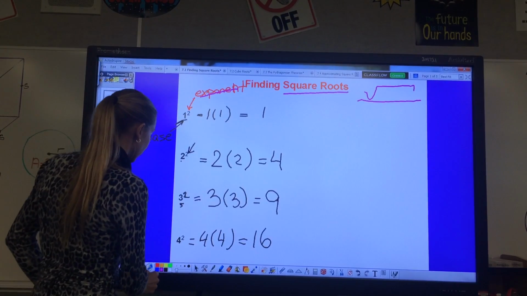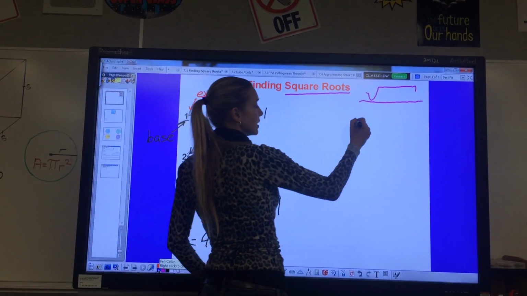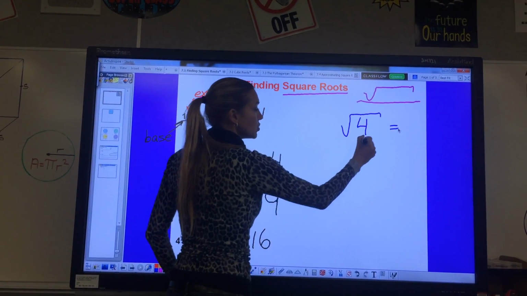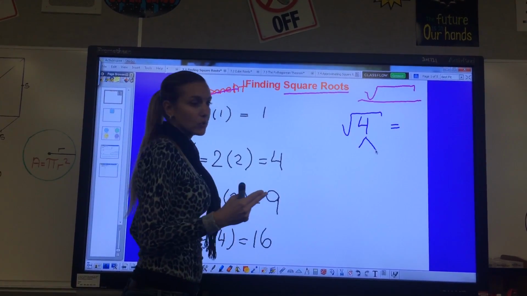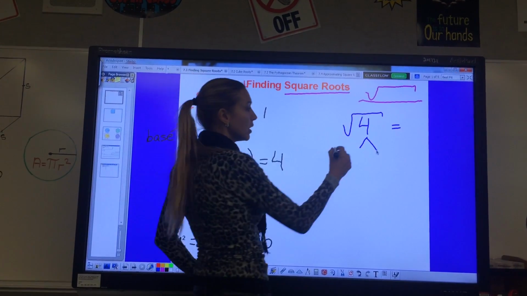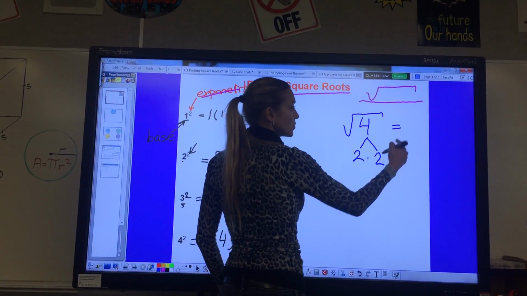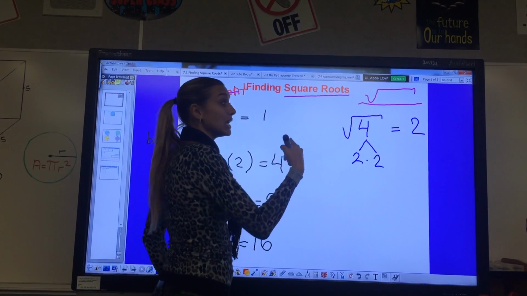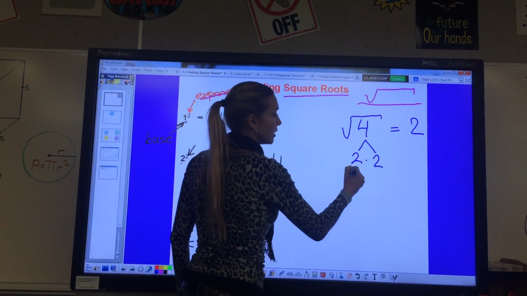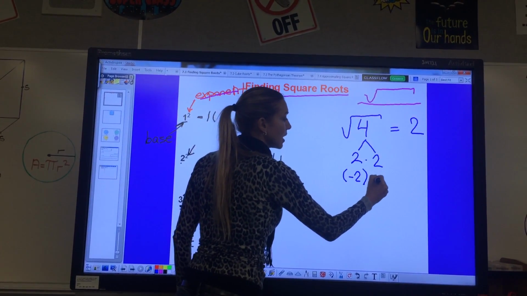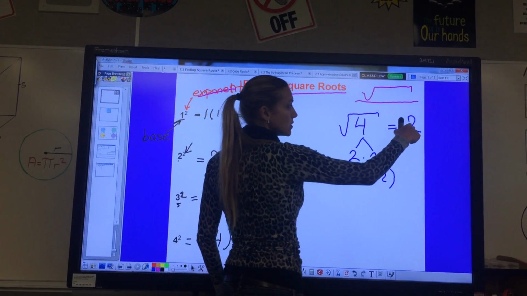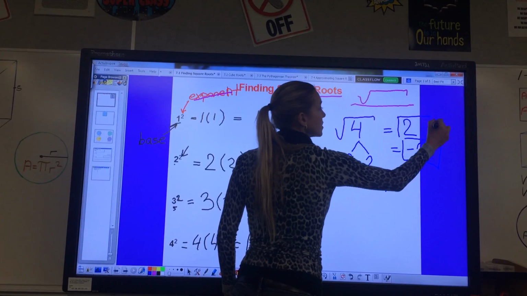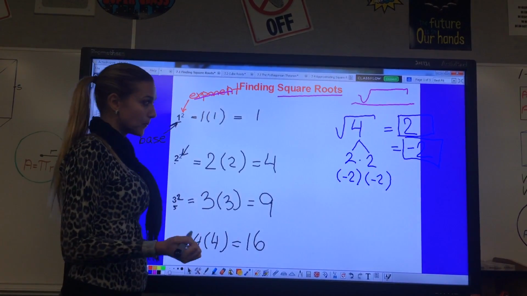So if you were ever given, for instance, the square root of 4, that is asking you which 2 identical numbers multiply to give you 4. Well, I know it is 2 times 2, so the answer will be 2. And there is one more that can give me positive 4. It also can be negative 2 times negative 2. So this is one correct answer, which also can be a negative 2. So square roots have 2 possible answers.